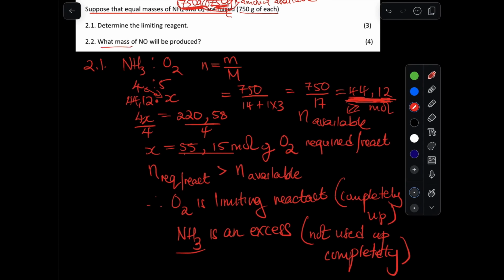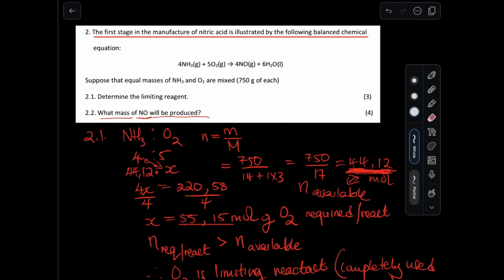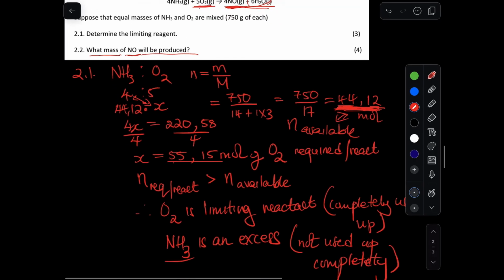2.2 says what mass of nitrogen oxide will be produced. Guys, whenever we want a product, anything here in the products, we use the limiting reactant, which is our limiting one now. We'll do the ratio of the limiting and what we're looking for. For instance, now we want the nitrogen oxide, so we'll do the ratio of oxygen to nitrogen oxide. If we wanted water, the amount of water that we'll produce, we'll do the ratio of oxygen and the water. Let's cut to the chase.